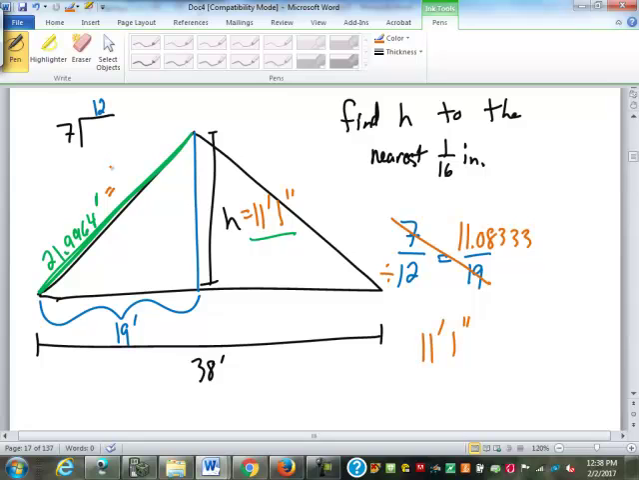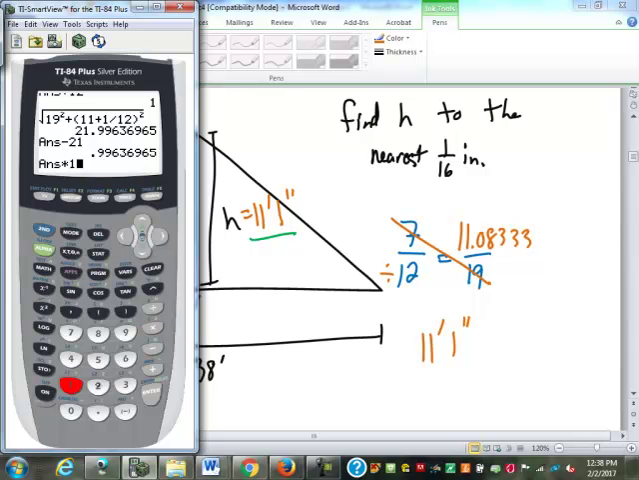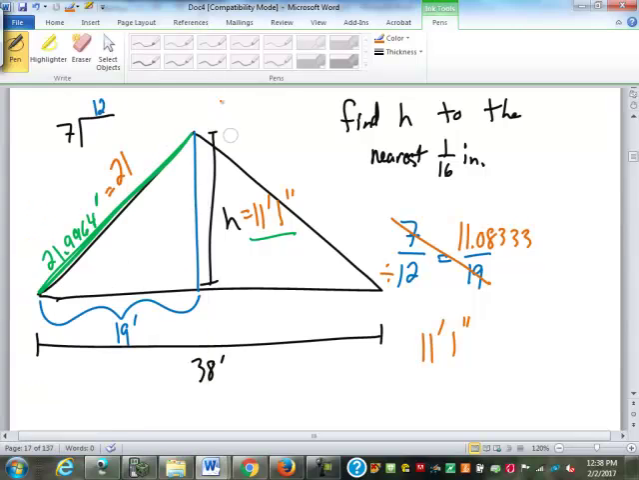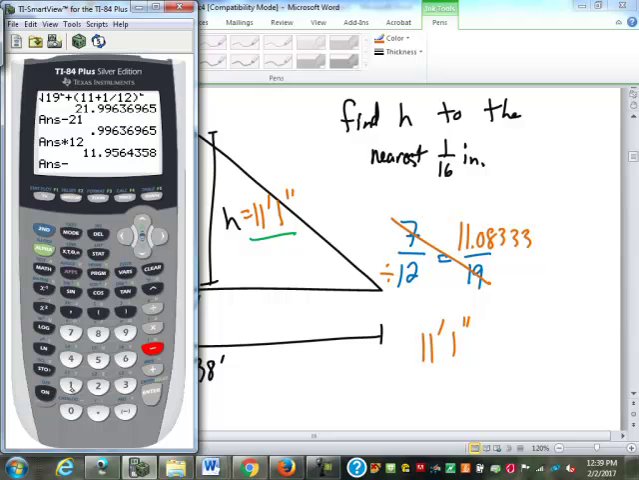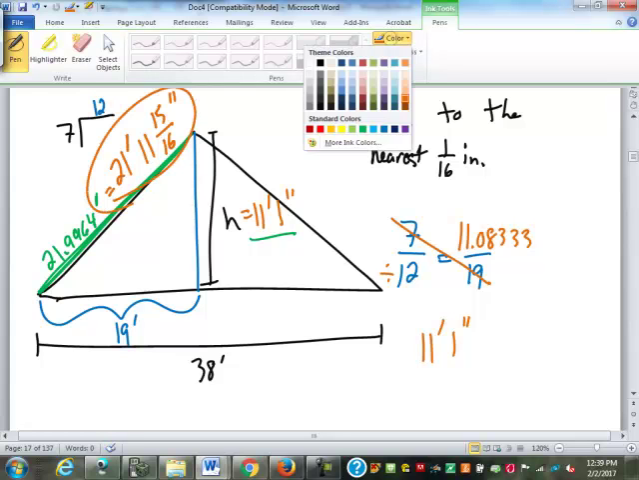Now let's convert that into feet, inches, and 16ths. How many whole feet? 21. So what do I do here? Subtract 21. And then what? Multiply by 12. So 11.956. So it's 11 inches. Now what? Subtract the 11 first. Then times 16. It's 15.3, which is between 15 and 16, closest to 15 sixteenths. So it's 21 feet, 11 and 15 sixteenths inches. So almost 22 feet.